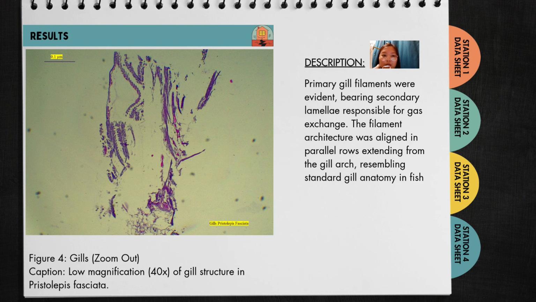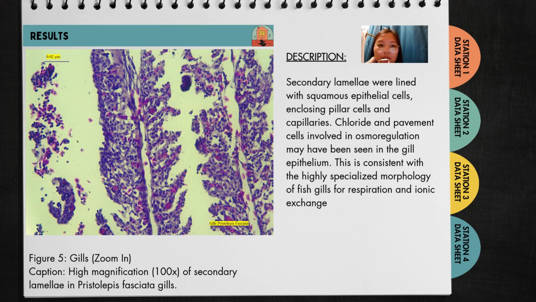Gill zoomed in using high magnification. Secondary lamellae were lined with squamous epithelial cells, enclosing pillar cells and capillaries. Chloride and pavement cells involved in osmoregulation may have been seen in the gill epithelium. This is consistent with the highly specialized morphology of fish gill for respiration and ionic exchange.